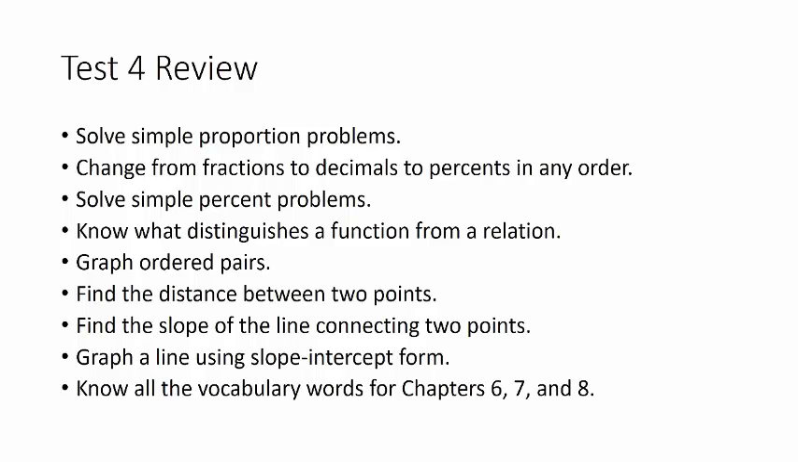The next item, graph a line using the slope-intercept form. That is y equals mx plus b. M is your slope. B is the point on the y-axis where the line crosses. You should be able to take these two quantities and graph the line from them.